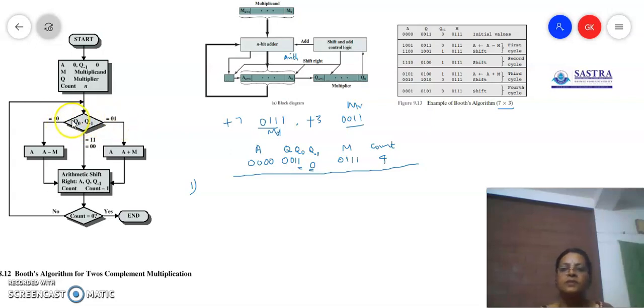If it is 1 0, you have to come here. So A equal to A minus M. First step we have to do the subtraction. This is the algorithm step. Now we have to subtract M from A. What is M here? My M is nothing but 0 triple 1. So if we want to subtract M, what do we have to do? Whenever we want to add M, we can use 0 triple 1 as such. Whenever we want to subtract M, we have to take 2's complement of M.